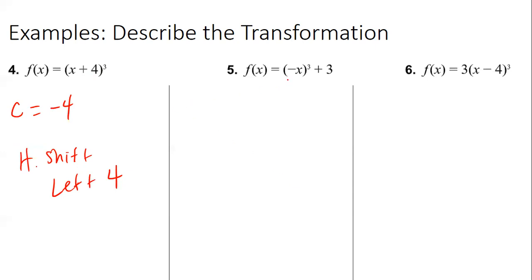On number 5, what's happening? D, and what else? And reflection. I have a B and a D, right? B equals -1, and D equals 3. So what are the transformations that are taking place? So we're going up 3 and reflect across the Y. There we go.